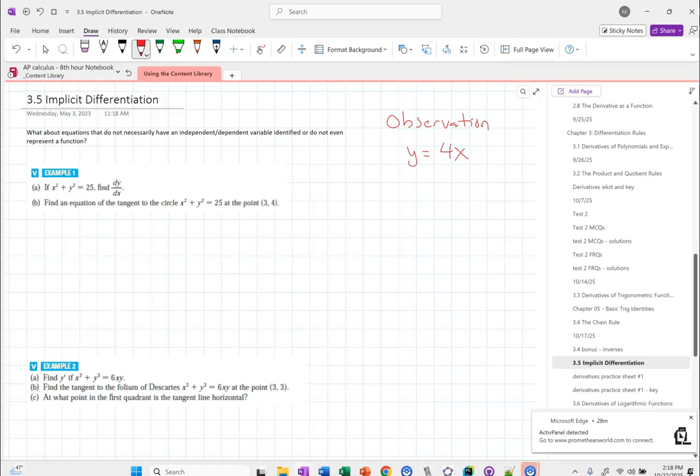So let's say we just have something simple like y equals 4x. When I take the derivative of the left-hand side, what do we get? Well, what's the derivative of this? 4, right? So we'd write y prime is equal to 4, or dy/dx is equal to 4. Something like that. You guys agree?